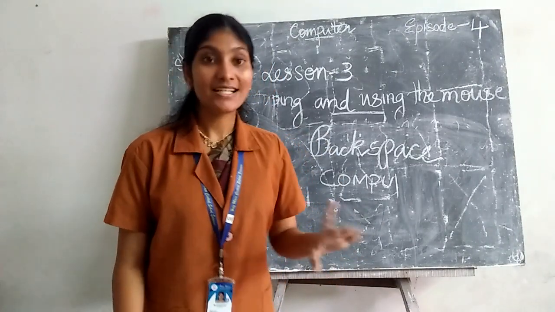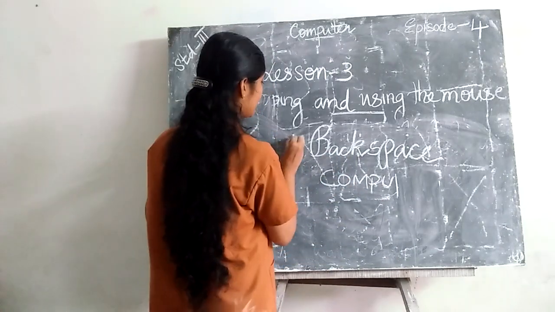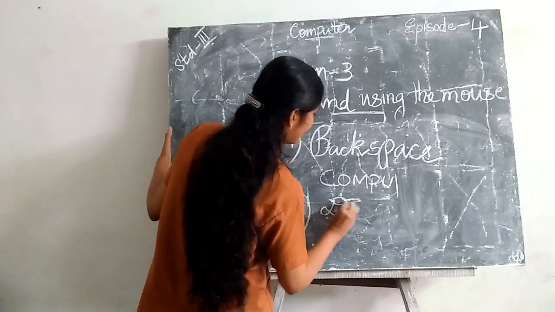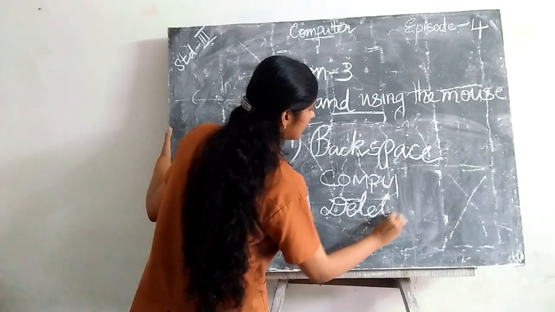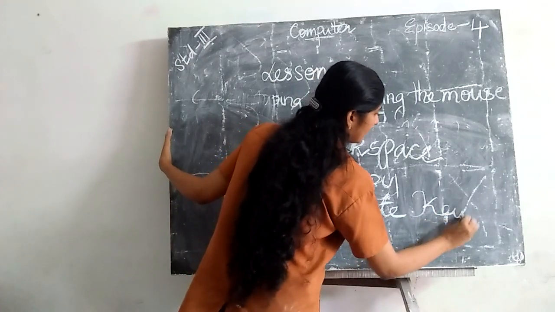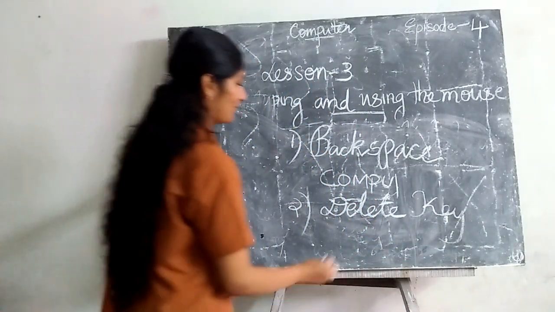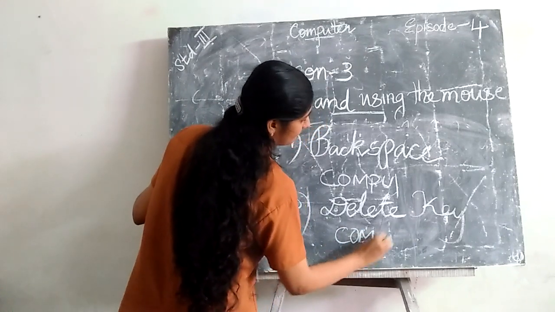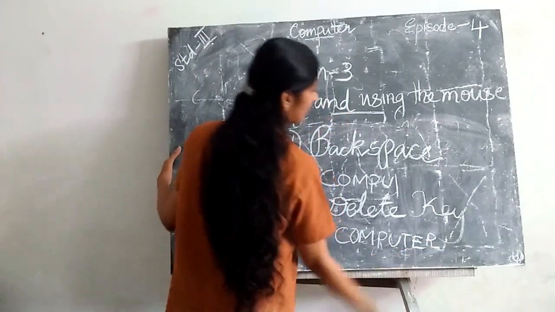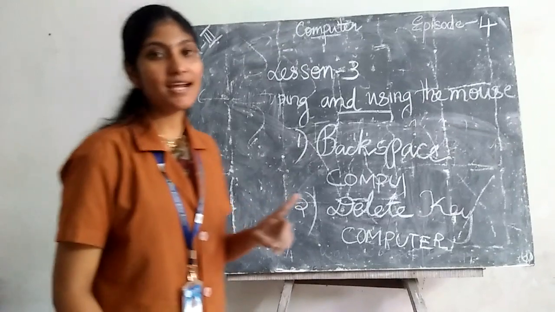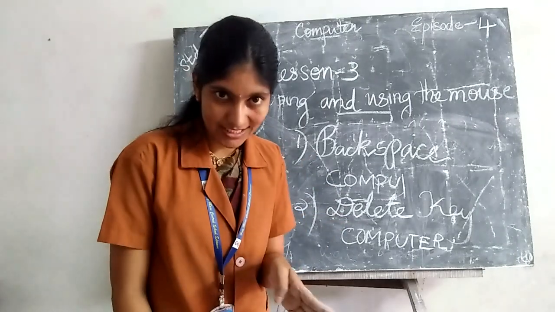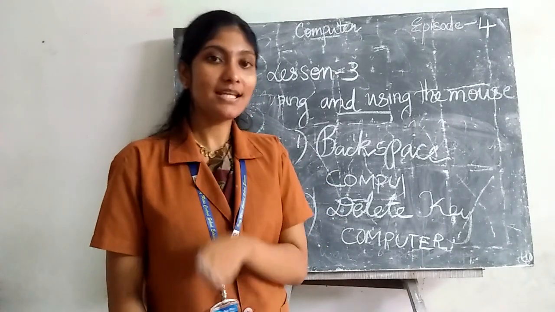Another delete option is the delete key. So this is one. The next key is the delete key. Delete key is used, for example, in COMPUTER. It erases the character to the right side of the insertion pointer.